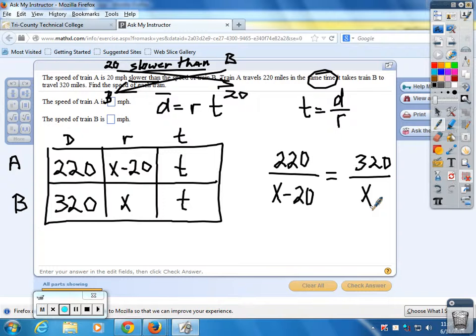Couldn't you, where it's 320 over x, couldn't you do times 320 and then times the other side by 320? Or is that going to do it wrong? You could cross multiply. You could go 220 times x equals 320 times x minus 20. You could do that. I'm trying to multiply the 320 on both sides to get the x minus something on one side. No, you have to multiply to get rid of the fraction. You have to multiply both sides by x times x minus 20.